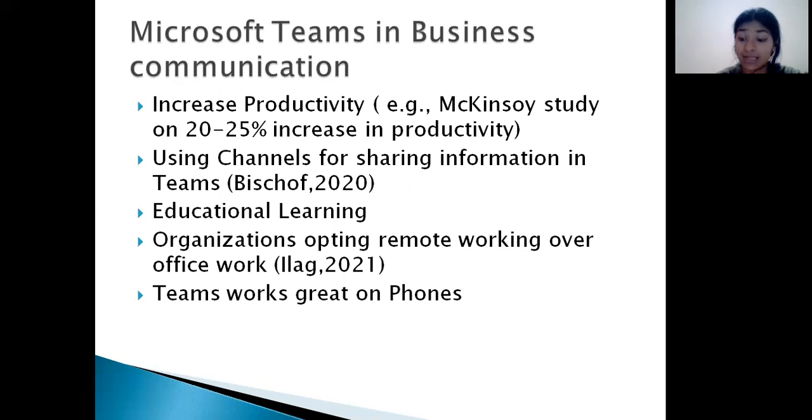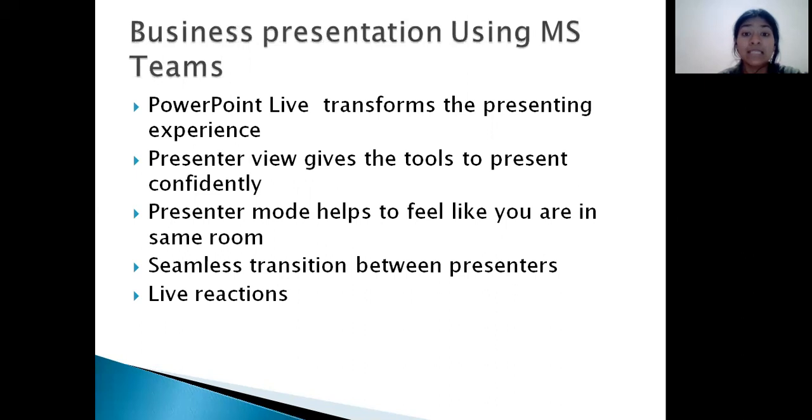Moving to my next slide. Business presentation using Microsoft Teams. PowerPoint Live transforms the presentation experience, not only for the audience but for the presenter also. The presenter view tool helps the presenter to have command on two or three things at a time, where we can chat, read the notes, and do the online chats at a time.